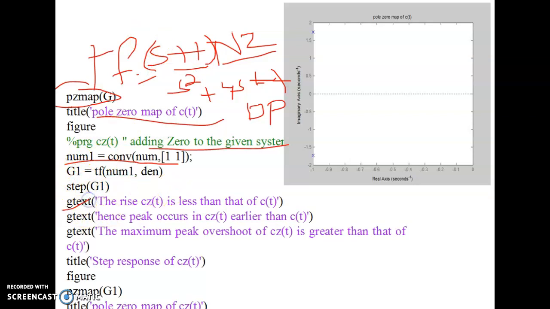And you have to obtain the string text, that is, the complete conditions should be mentioned, and those conditions will appear in the graph. After execution of the program, these 3 conditions will appear in the main graph. So we have to use the string command ztext, that is, the rise of c z of t, the complete transfer function, is less than that of c of t. Then the peak occurs in c z of t; then ztext is equal to maximum peak, which is greater than the given transfer function.